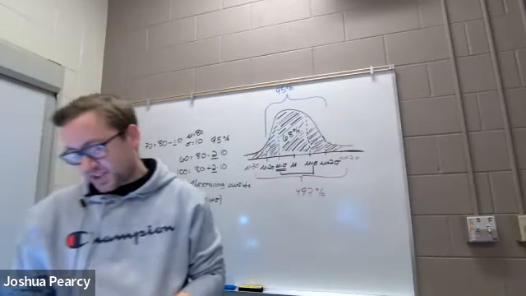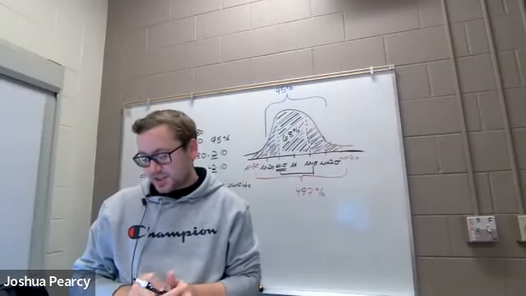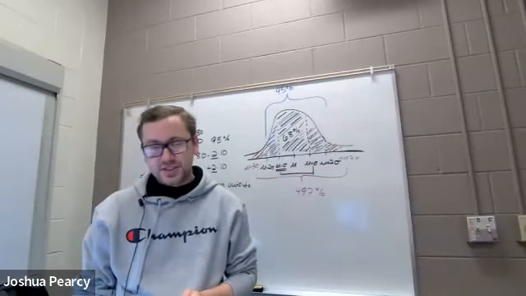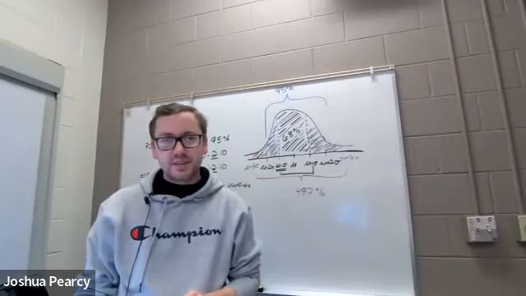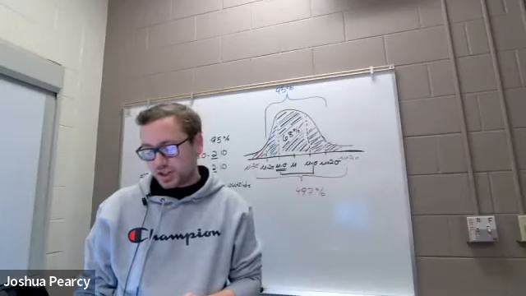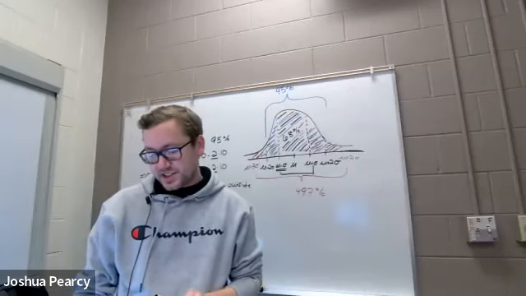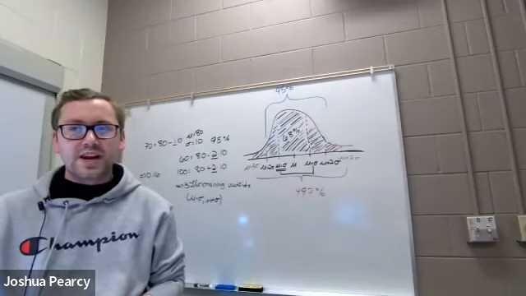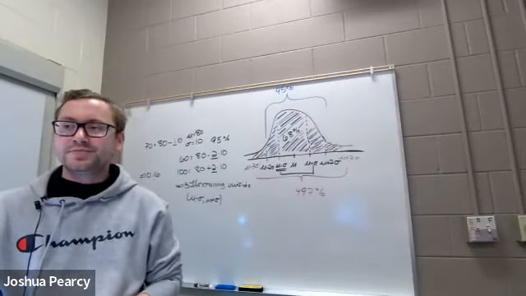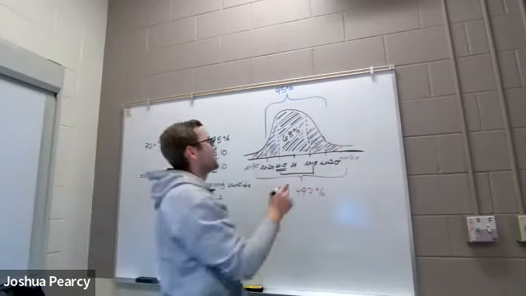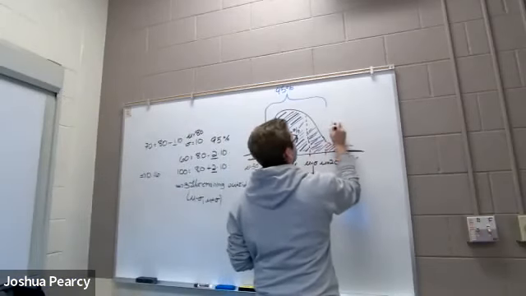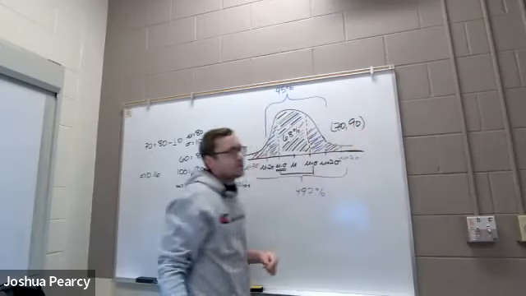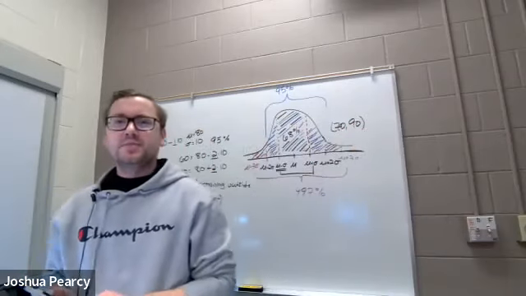Then the last one says, within what boundaries does 68% of the data values lie? That's just using the first one, but 68% will fall within 1 standard deviation of the mean. So what are the boundaries there? 80 minus 10 is what? 70, and 80 plus 10 is what? So within these two boundaries here will be 68% of the data values.